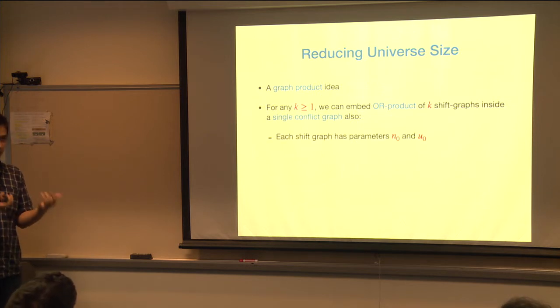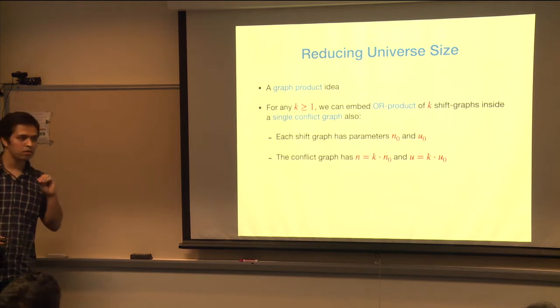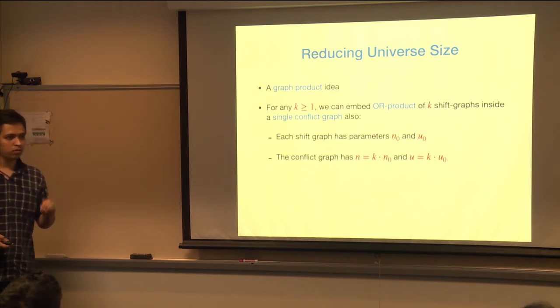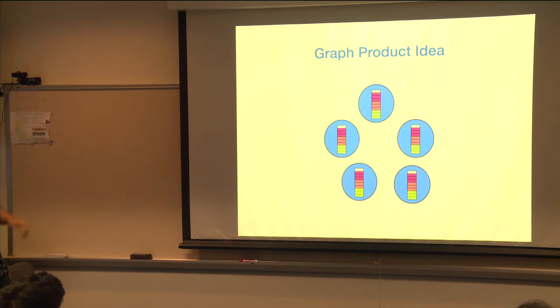So I have these small graphs on parameters n0 and u0. I create this k times n0, and the universe becomes k times larger also. Now think of n0 and u0 to be just slightly super constant. Okay, all the largeness of n and u are now inside this k. They're just slightly super constant. Okay, good. So what does it mean?